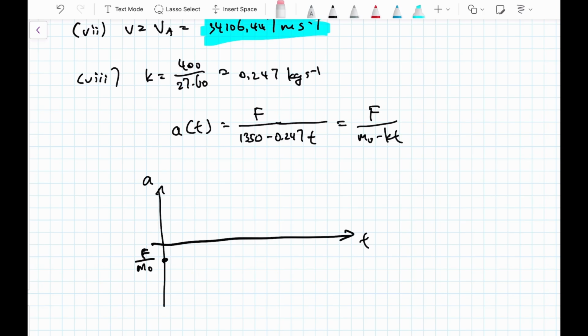Let me draw this kind of like this. Wait, let's just make it more exponential. So like this. And then as kt gets closer and closer to m0, the acceleration will get greater and greater. However, F is negative, so the acceleration will become more and more negative.